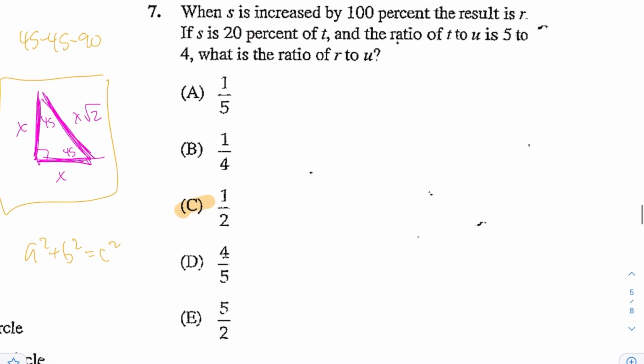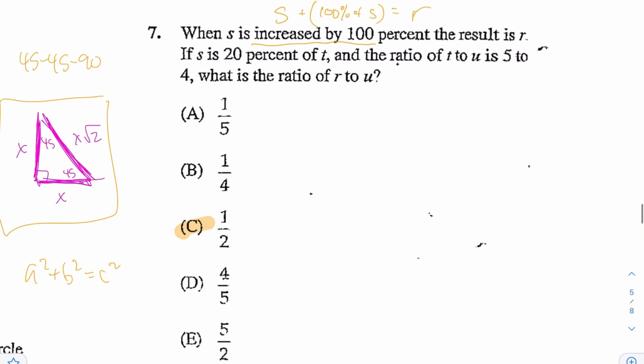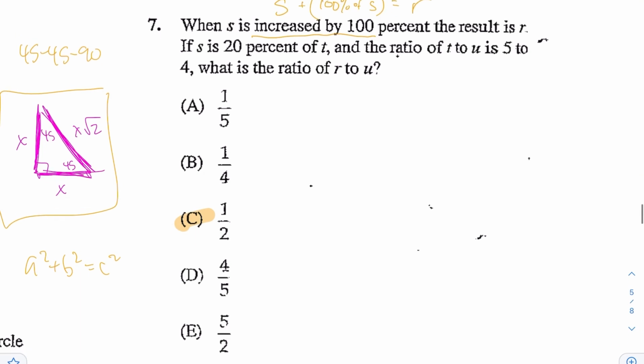All right, next for number 7, when S is increased by 100%, the result is R. If S is 20% of T and the ratio of T to U is 5 to 4, what's the ratio of R to U? So increase by 100% means you take S plus 100% of S, and that's equal to R. So 100% of S is just S. So if you add 100%, it really just turns into S plus S, or 2S, which is equal to R. So R is 2 times S.